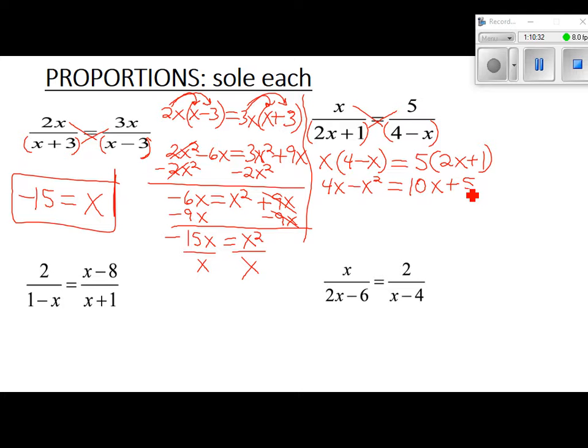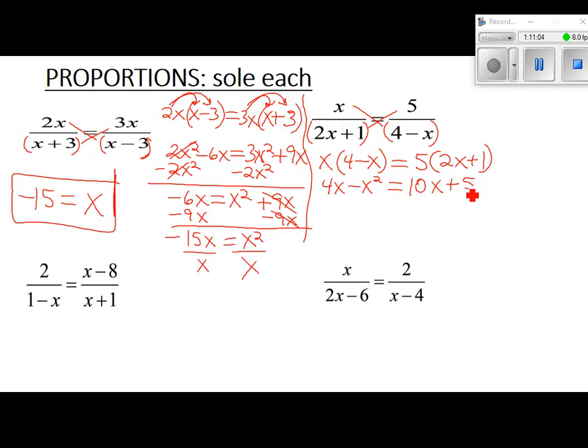Alright? So what we want to do this time is move everything to one side. When you move everything to one side, you want your x squared term to be positive. Right now, is the x squared term positive or negative? Negative. So we want to move it to the other side. When we jump it over to the other side, what's it become? Positive. Alright? When we jump this 4x over to the other side, what's it going to become? It's positive right now, so it's going to become a negative, alright?